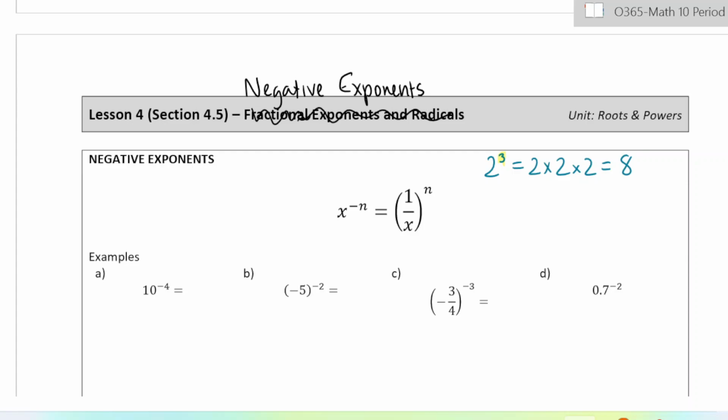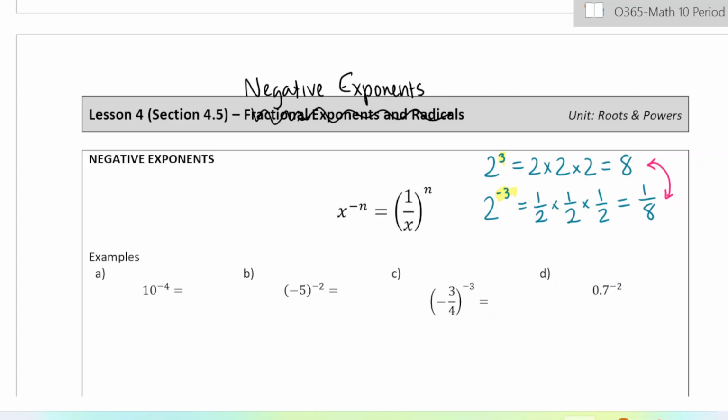So if we have 2 to the power of negative 3, it means do the opposite of multiply 3 times. The opposite of multiplying is actually dividing. And so if we wanted to divide by 2 3 times, we're just going to take the reciprocal and do 1 half times 1 half times 1 half, and we will get 1 over 8. So notice that the answer is not negative actually.